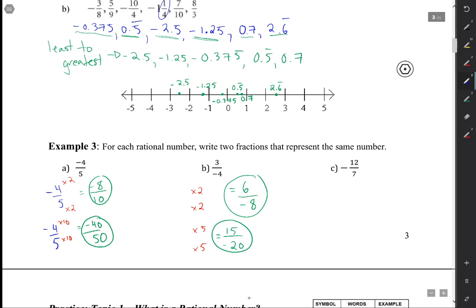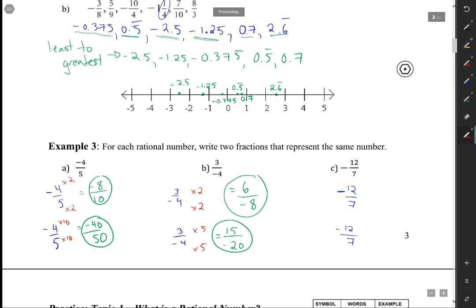And then for the last one, we're going to do the exact same thing. Sorry, I'm just filling this in here. Now remember, when we have a negative sign that's in the middle, we can actually just plop it on the top or the bottom number. It doesn't matter. So I'm just going to put it on the top number. So we would have negative 12 over 7.